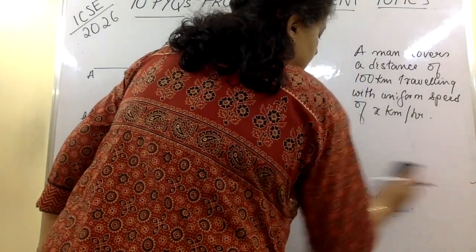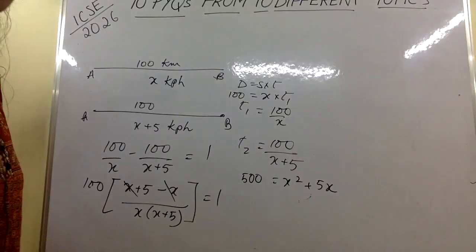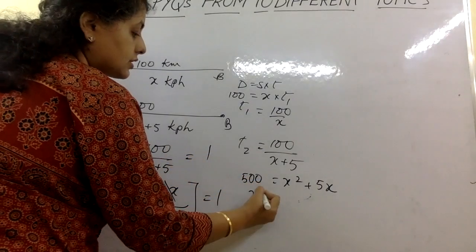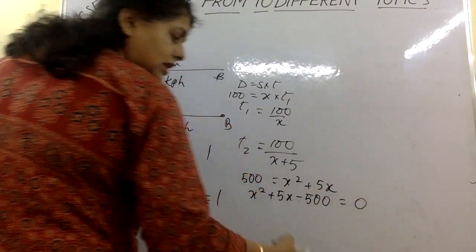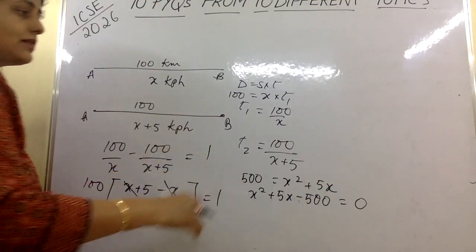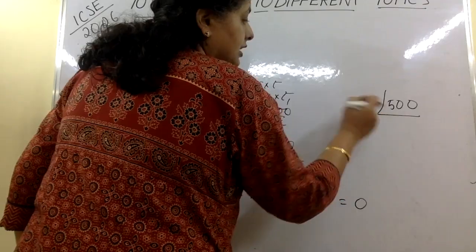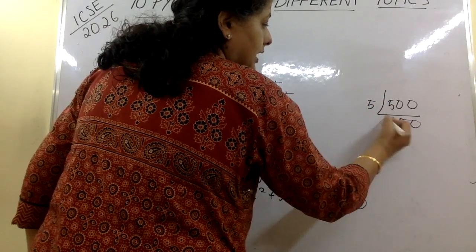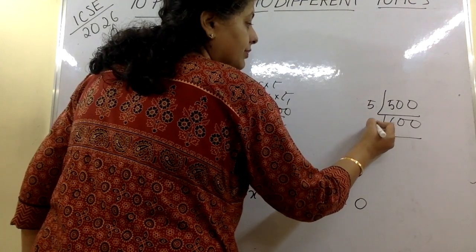We have to find x. So we have x square plus 5x minus 500 is equal to 0. Now don't waste time thinking of the factors. Simply do this with 500 and see to it that all your numbers are prime. Sooner or later is okay, but all the numbers should be prime.